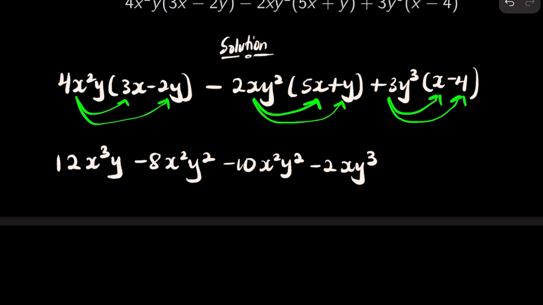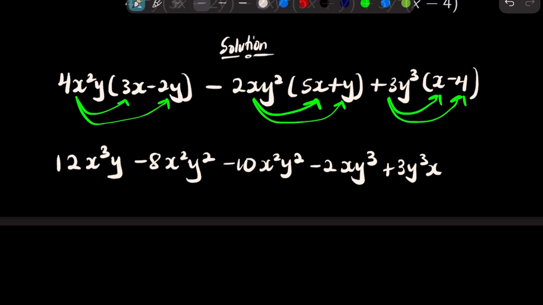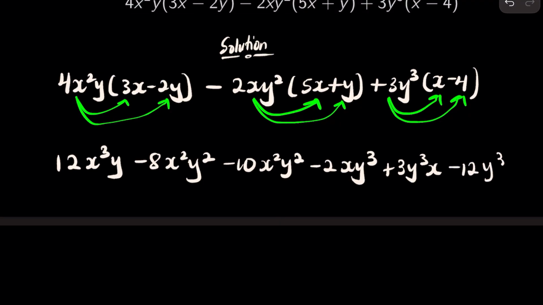Likewise, here we are going to have 3y cubed times x. So that's going to give us plus 3y cubed x. And here we have 3y cubed times minus 4. So that's going to give us minus 12y cubed. So we now group like terms.